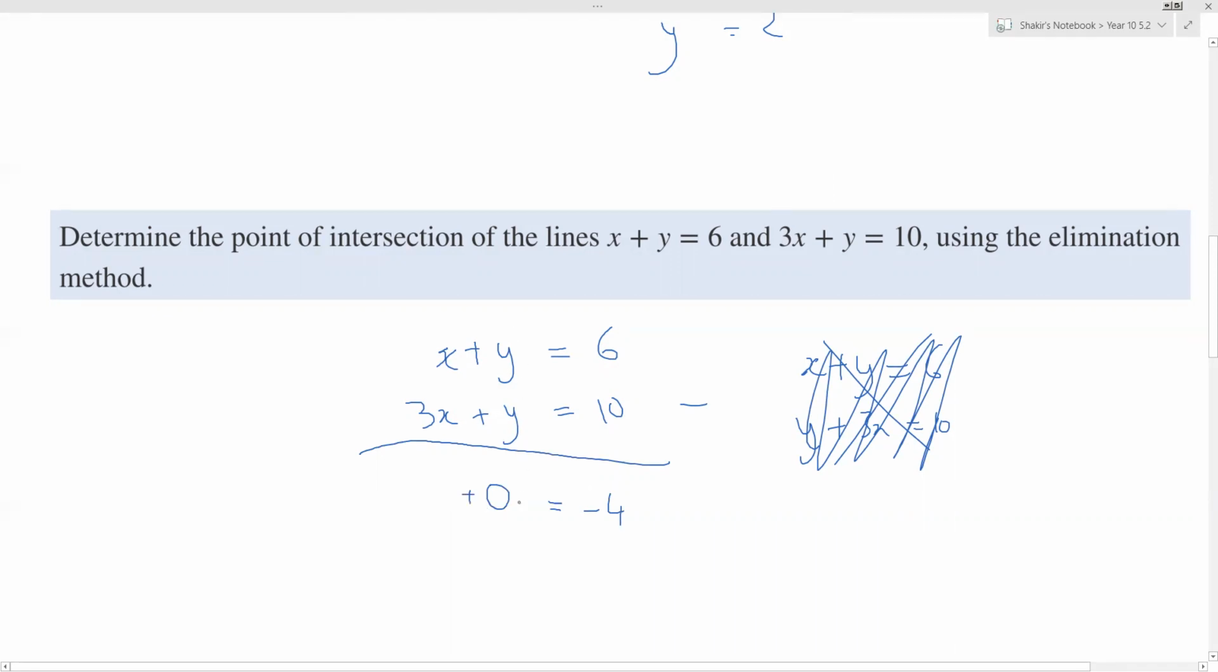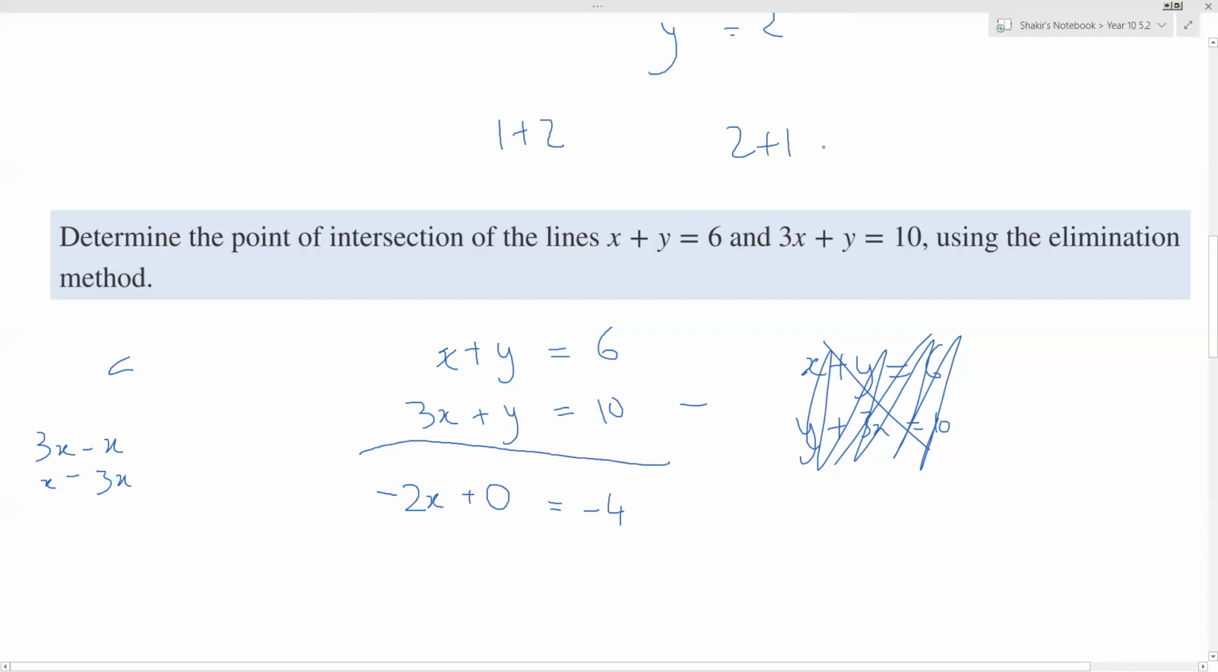So plus 0, right? x minus 3x gives me negative 2x. You just have to be careful that you subtract it properly. Top minus the bottom, x minus 3x. It's different. See, 3x minus x is different to x minus 3x. It's not like addition. In addition, you can do 1 plus 2, or you can do 2 plus 1. You get the same answer.